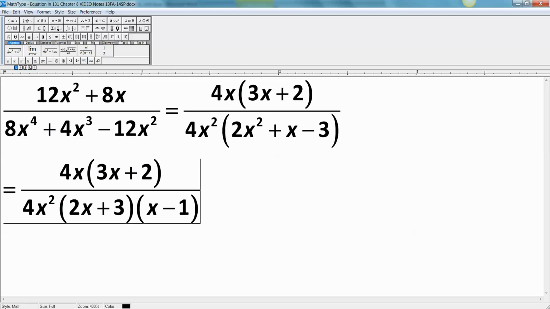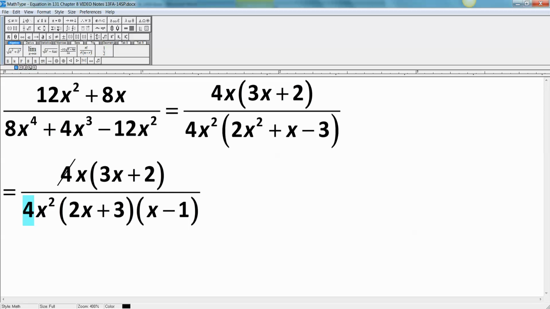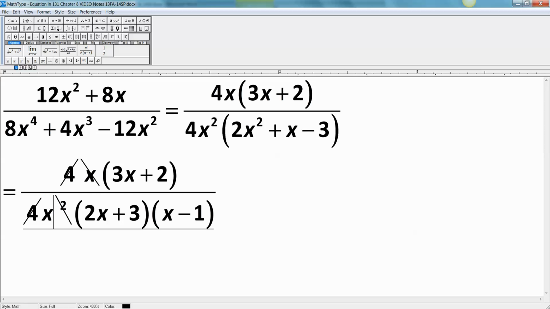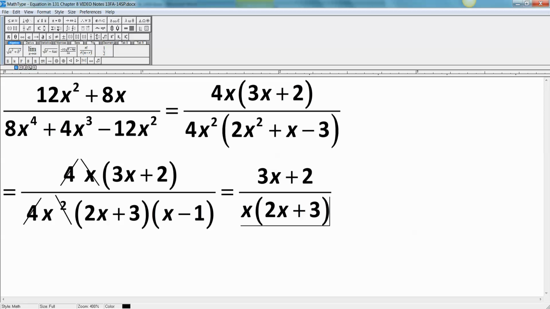All right, now I just have to reduce everything I can. So I noticed that this 4 and this 4 are multiplied, so they can actually divide away to 1. And then I have an x and an x squared right here. So that's going to divide away and leave me 1x left over, right? So it's going to cancel out, if you will, that squared right there. And it's just going to leave me an x. And nothing else reduced, so I have factored that denominator for nothing. So I have 3x plus 2 over x times 2x plus 3 times x minus 1.